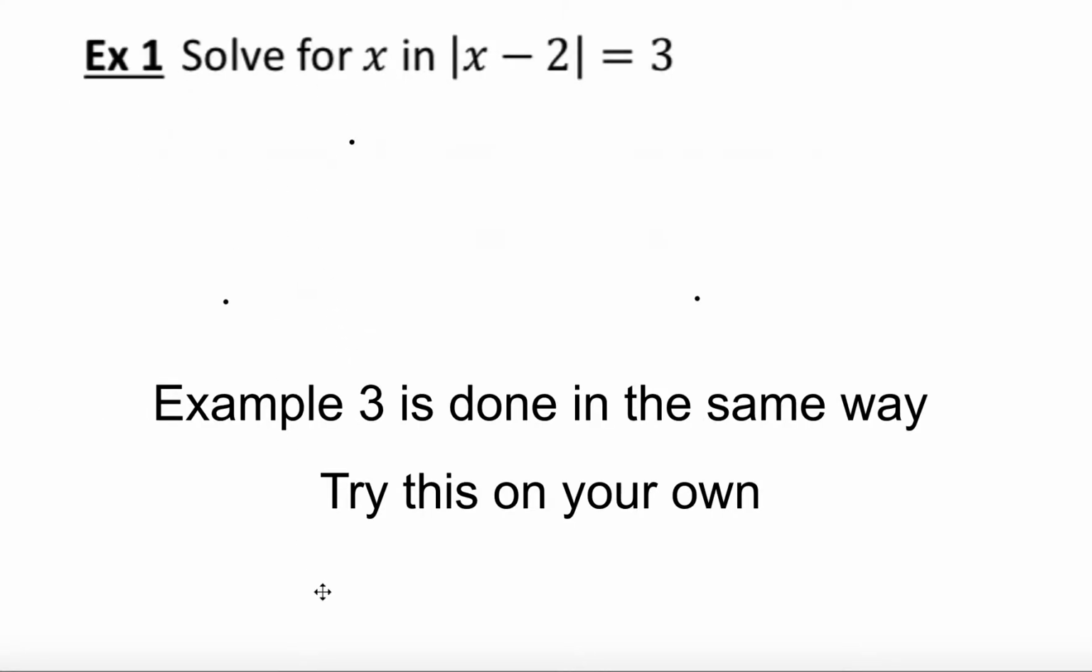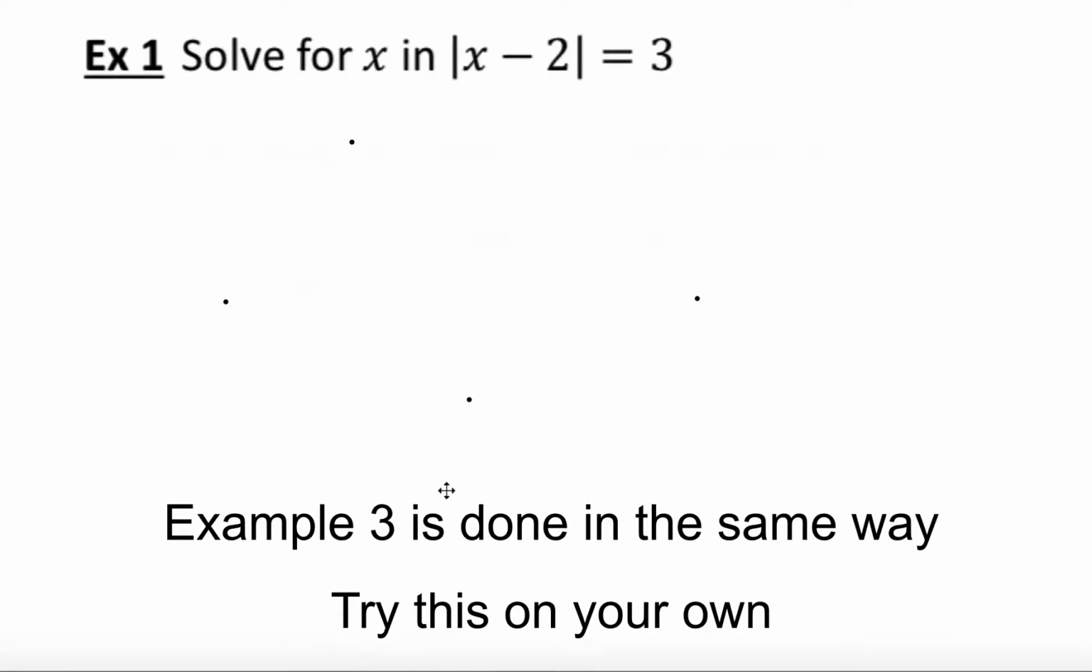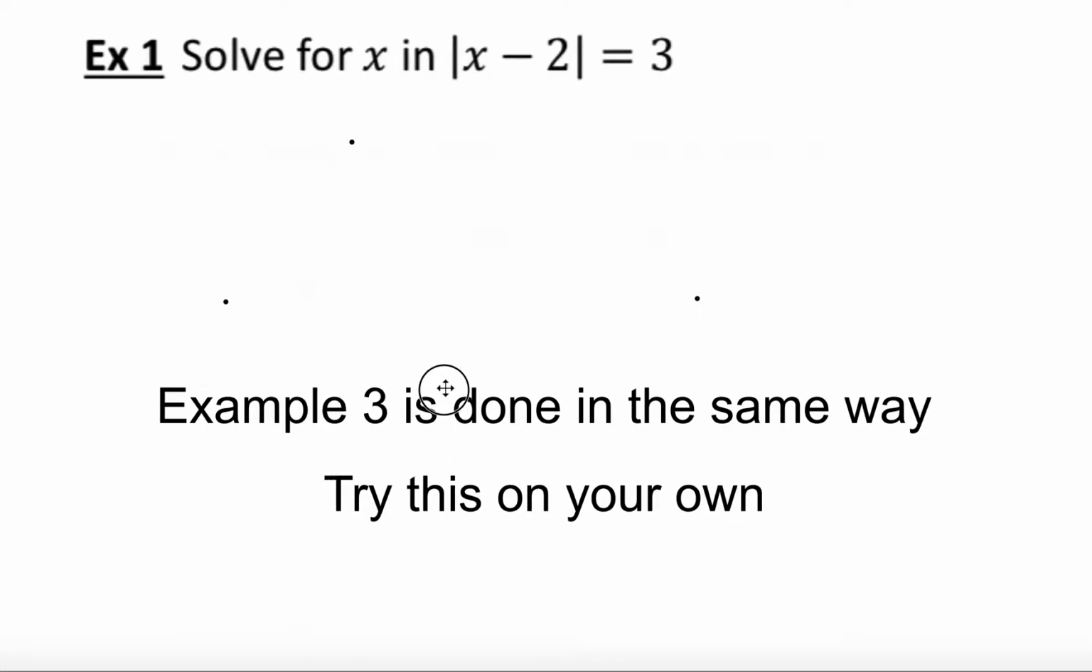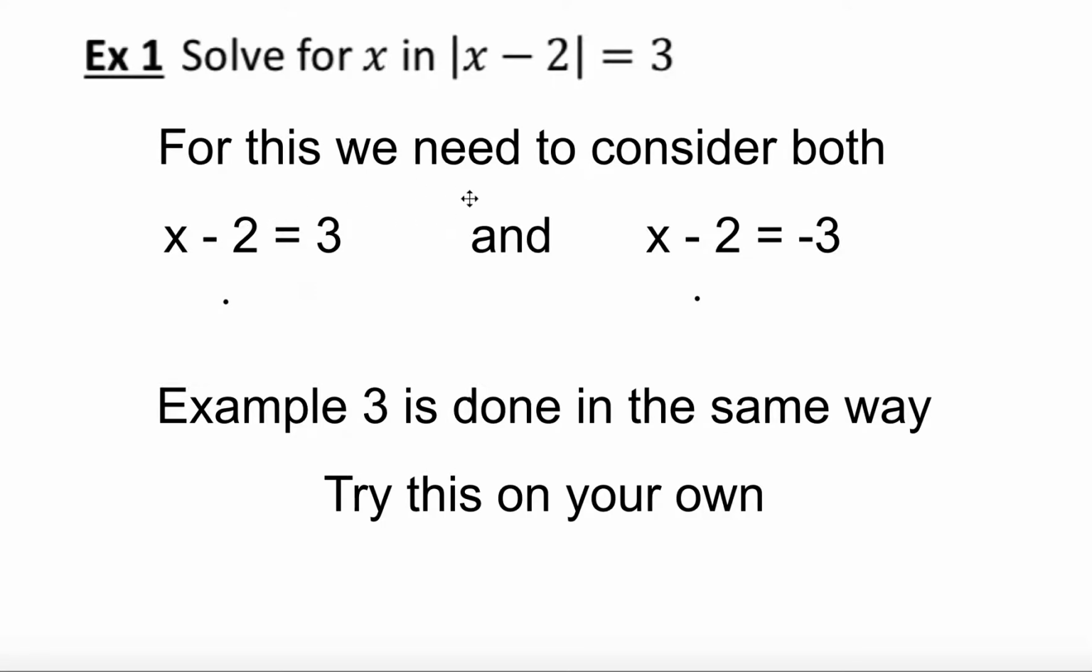If we're solving this, let's push that down. So example 3 is done in the same method as example 2. What we need to think of is there's actually going to be two solutions to this. So we have to think of x minus 2 is equal to 3, or x minus 2 equals negative 3. Because if x minus 2 equals negative 3 up here, what's actually going to be the positive value? Negative 3 is going to become positive 3. So this is simple enough to solve. We get x equals 5 or x equals negative 1.